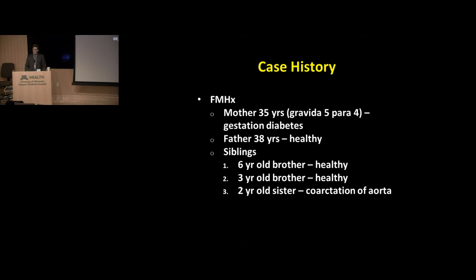So I think I actually had something written incorrectly before. But anyway, family medical history here: mother is 35 years old, gravida 5, para 4, and had gestational diabetes. So this is the correct family medical history. There was 1 fetal loss. That was interesting. Father is 38 years old and healthy, a 6-year-old brother healthy, a 3-year-old brother healthy, and a 2-year-old sister with coarctation.